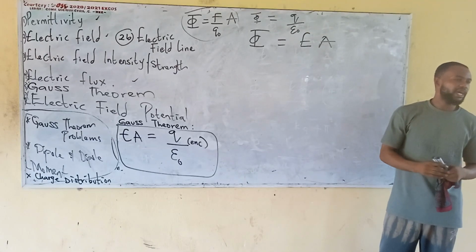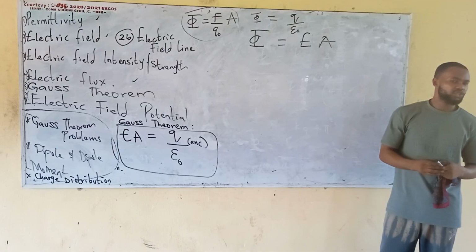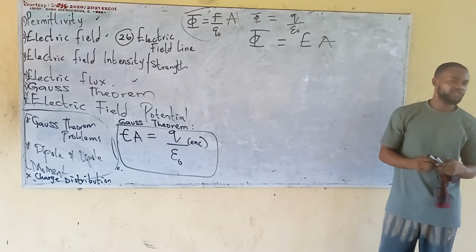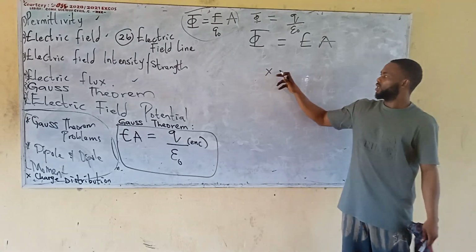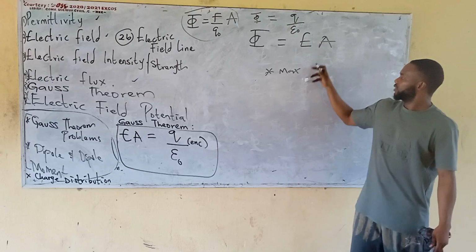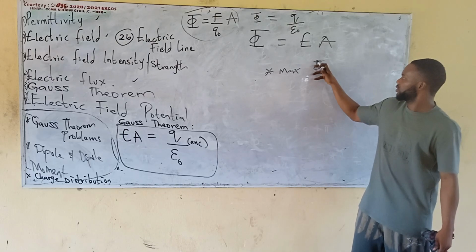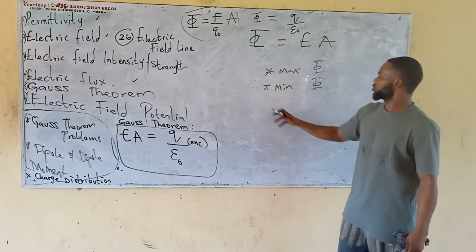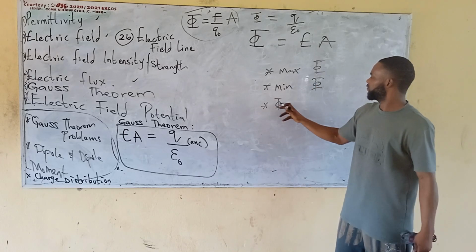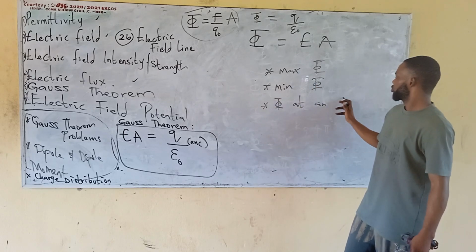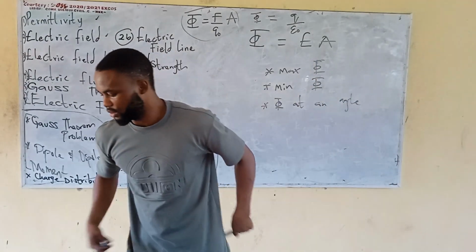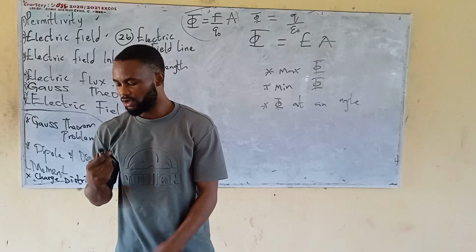A question can come, they ask you, when is electric flux maximum? When is electric flux minimum? When is electric flux at an angle? So you can note it: maximum electric flux, minimum electric flux, at an angle. We need to know all these things so that when you see questions or textbooks doing anything, they cannot confuse you.